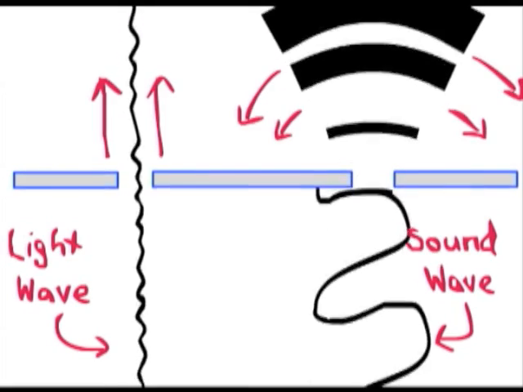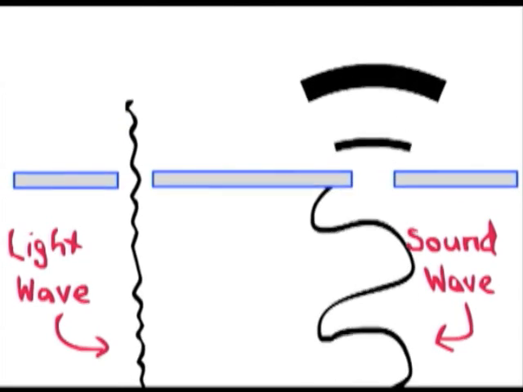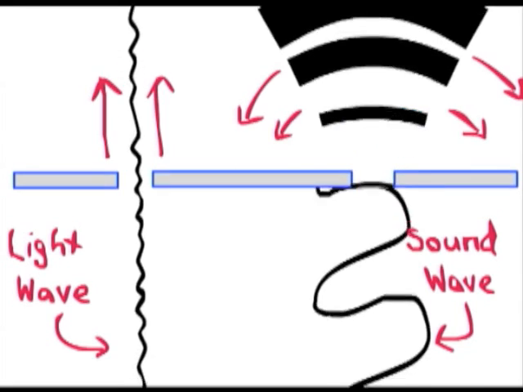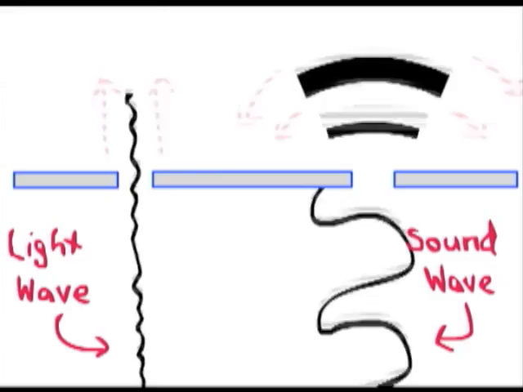Light has such a small wavelength, and doesn't need to bend very much to get through, while sound, on the other hand, has a very large wavelength, and will need to bend to get through that gap, but that also means it covers a larger area after the gap.